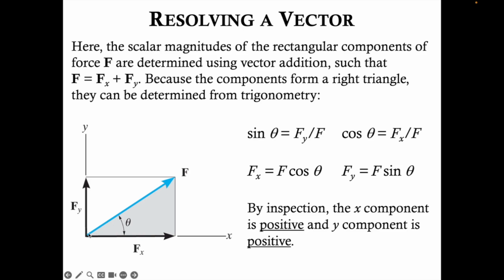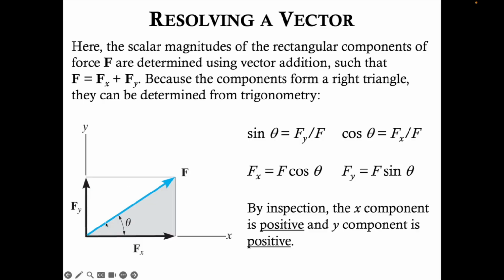So we know from things we've already learned in chapter 2 that if we add the Fx vector to the Fy vector, we obtain the F vector in blue. So notice we're creating, again, a parallelogram inside of which are two triangles, specifically right triangles. And this angle, let's say, is a known angle theta. Because the components form a right triangle, they can be determined from trigonometry.